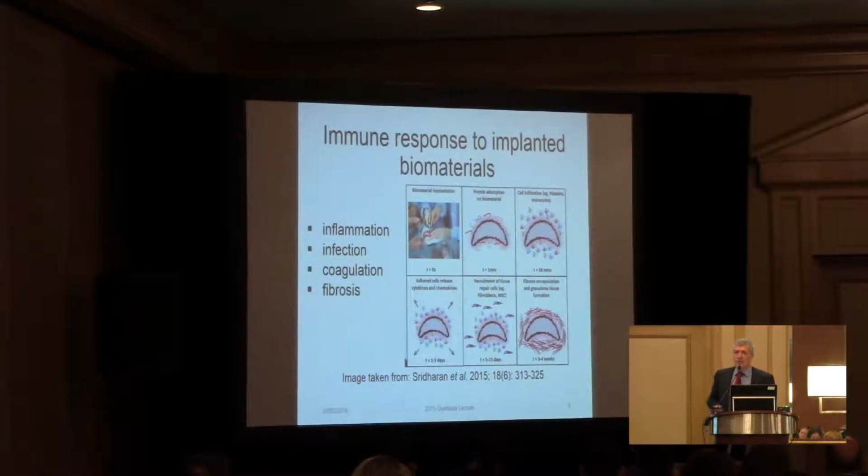What happens when we put something in the human body? Well, obviously, the human body doesn't want it there. And so the first thing that happens is an immune response. There are various stages of inflammation, followed by infection, followed by coagulation, and ultimately fibrosis that takes place. And this immune response is normal and healthy, but that is what we have to fight against.